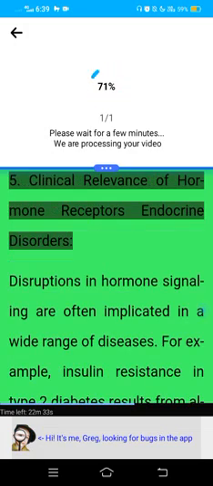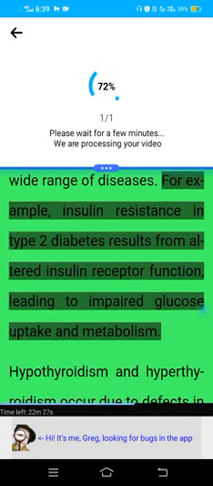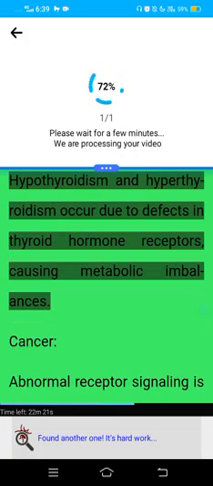5. Clinical relevance of hormone receptors. Endocrine disorders. Disruptions in hormone signaling are often implicated in a wide range of diseases. For example, insulin resistance in type 2 diabetes results from altered insulin receptor function, leading to impaired glucose uptake and metabolism. Hypothyroidism and hyperthyroidism occur due to defects in thyroid hormone receptors, causing metabolic imbalances.